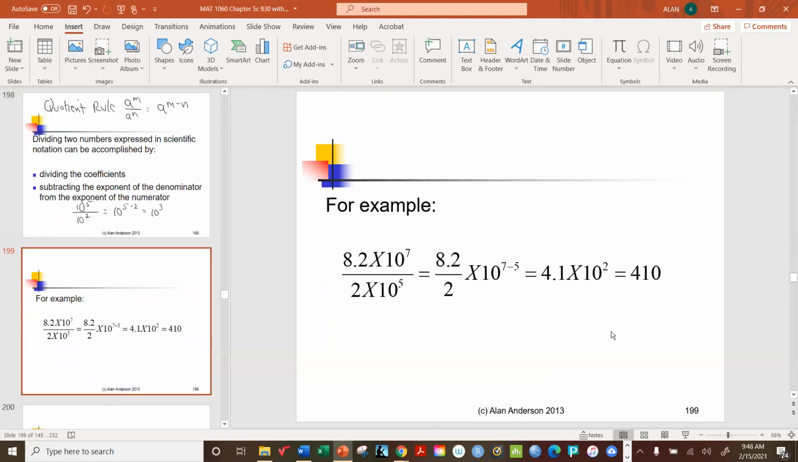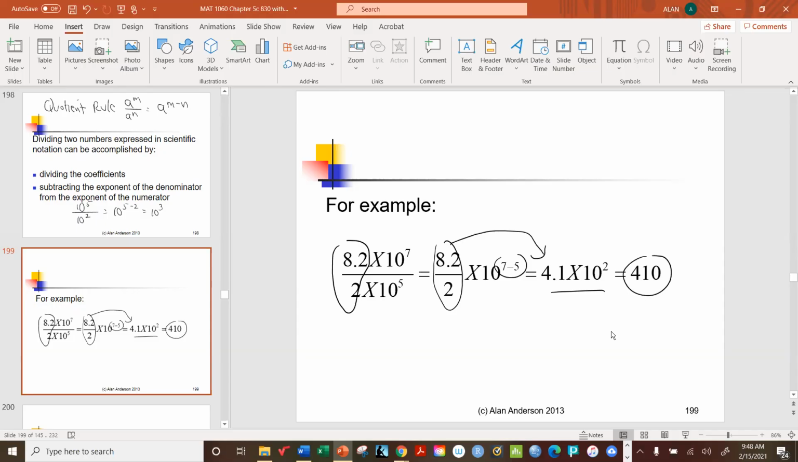Let's see an example. All right, so here they are. They're lined up nicely for us. So I can think of this as 8.2 over 2. And over here, I've got 10 to the 7 minus 5. So this is clearly 4.1. And this is now 10 squared. And I could write this or leave it like this, or I can just turn it into 410.